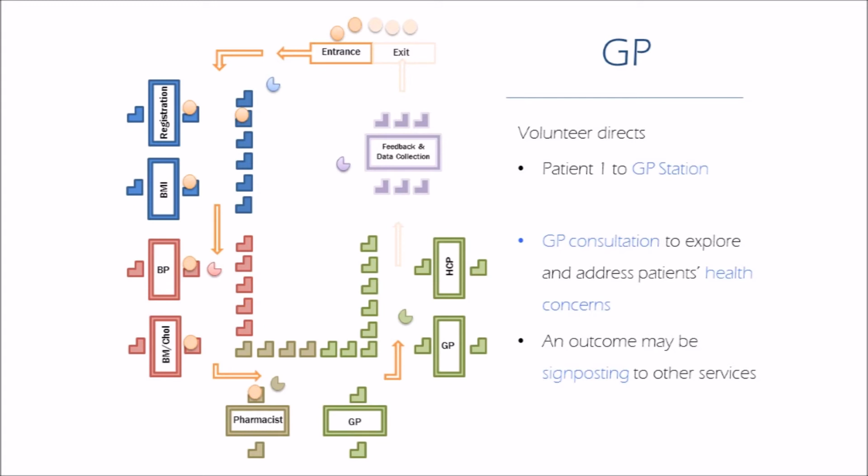The aim of the station is not necessarily to diagnose and solve problems. Rather, it is intended to explore and address the patient's health concerns and signpost them to other services that may be useful. Generally speaking, patients should also be advised to see their own GPs in the community, particularly where medication may need prescribing. Ideally, the GP station should be placed after the pharmacy station, so that time can be used effectively to discuss health concerns with the GP, as medication-related concerns will have already been addressed at the pharmacy station.